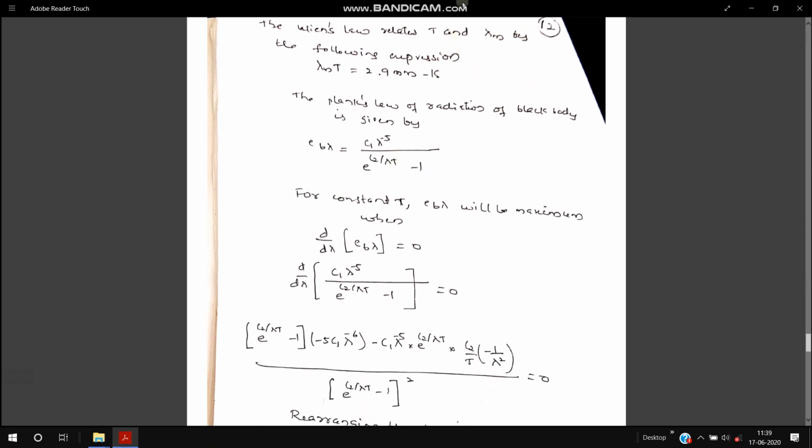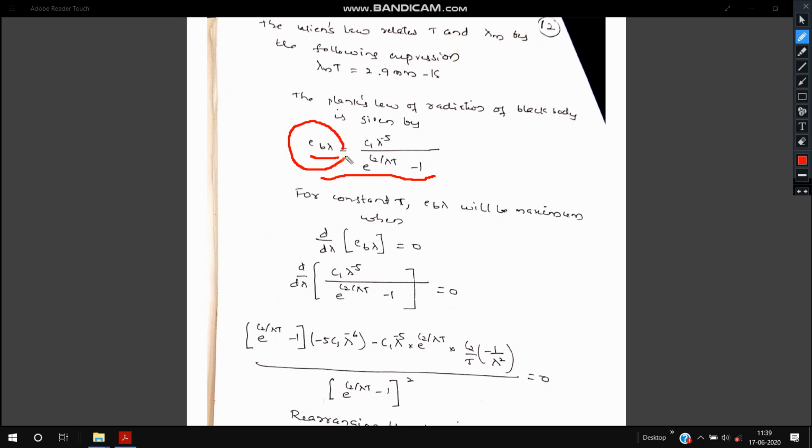Planck's law of radiation is given by E_b lambda equals C1 lambda raised to minus 5 divided by e raised to C2 by lambda T minus 1. For the maximum value of monochromatic emissive power, d by d lambda of E_b lambda equals 0. E_b lambda is obtained from Planck's law.